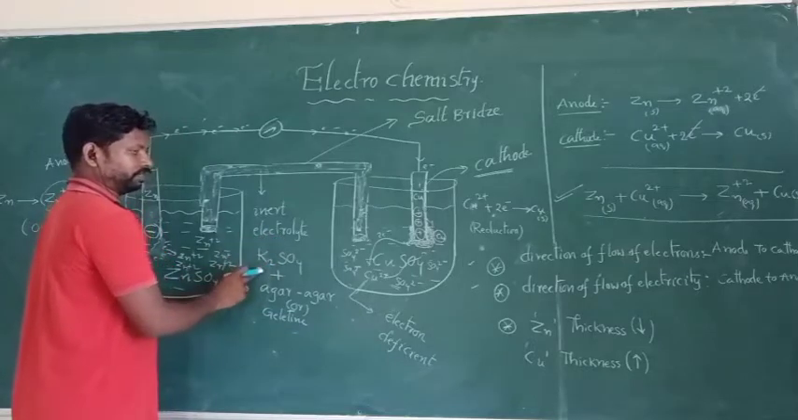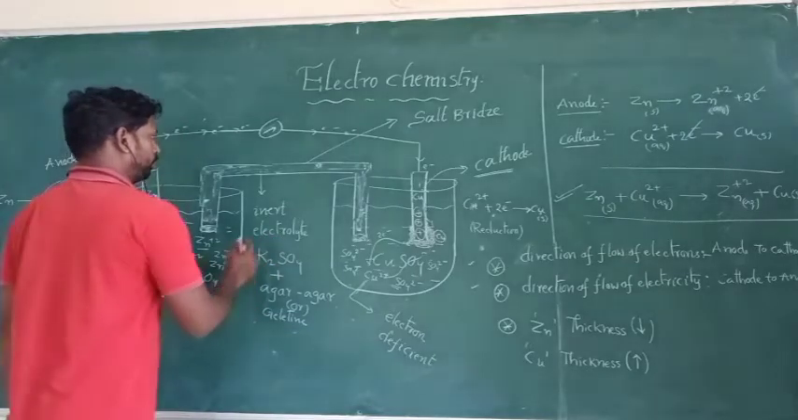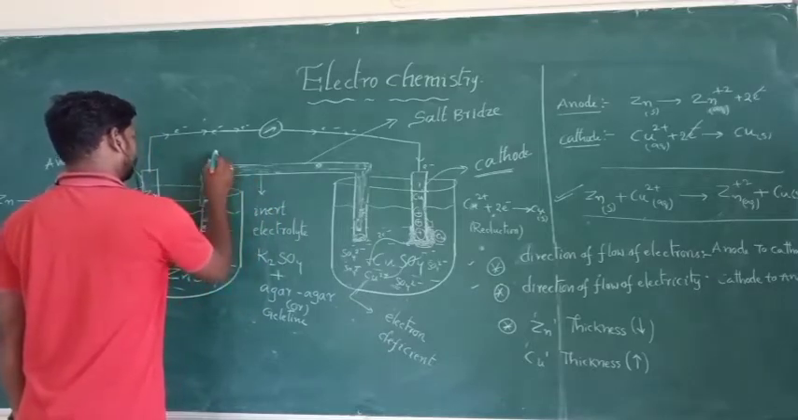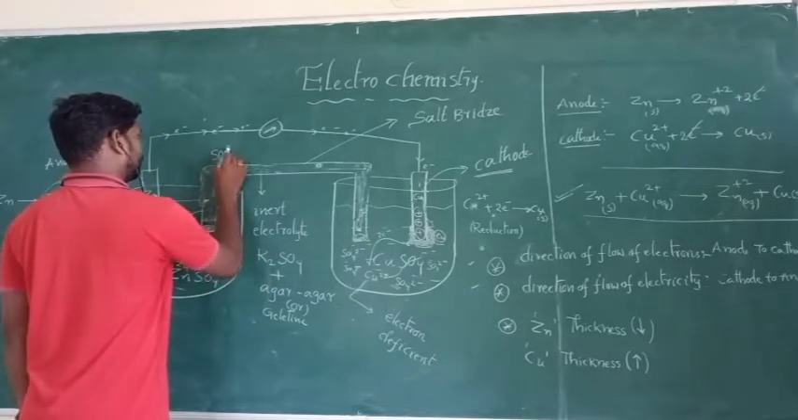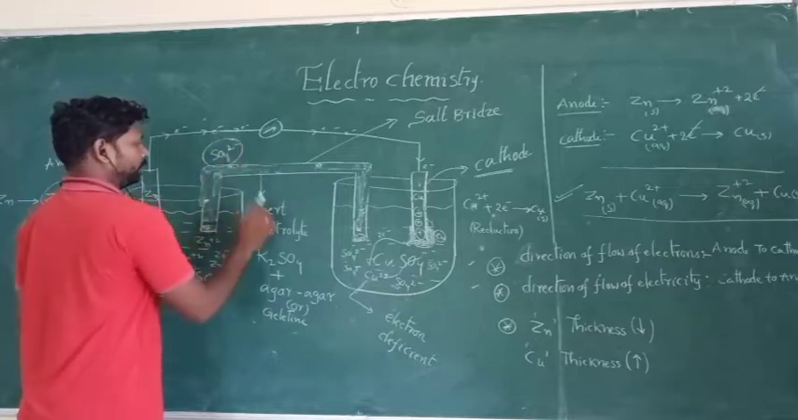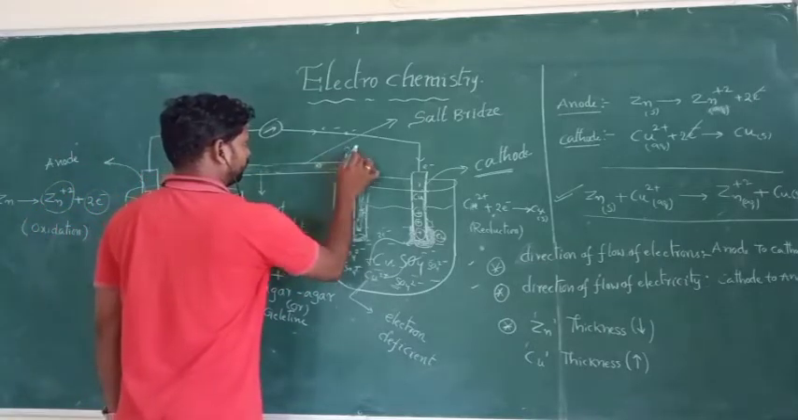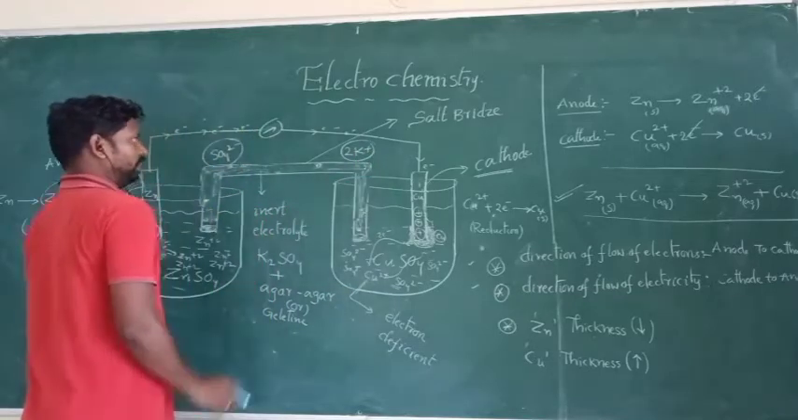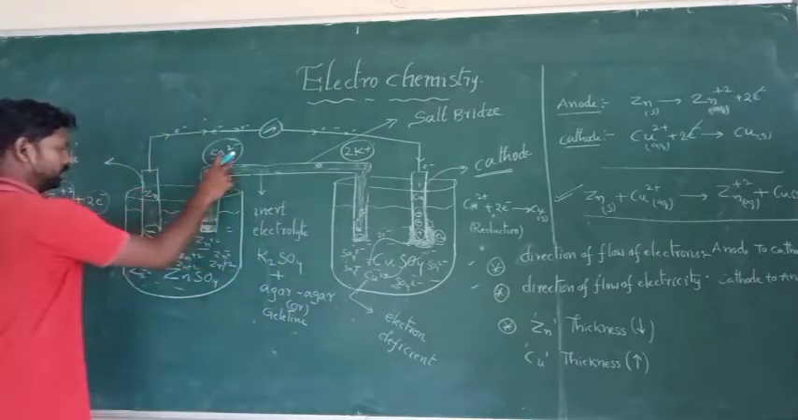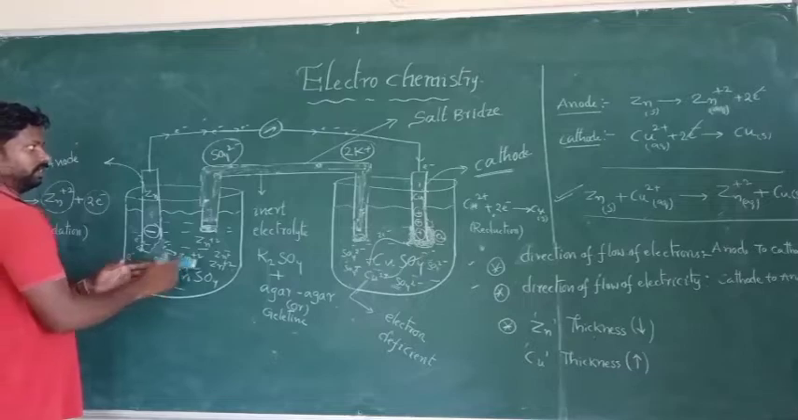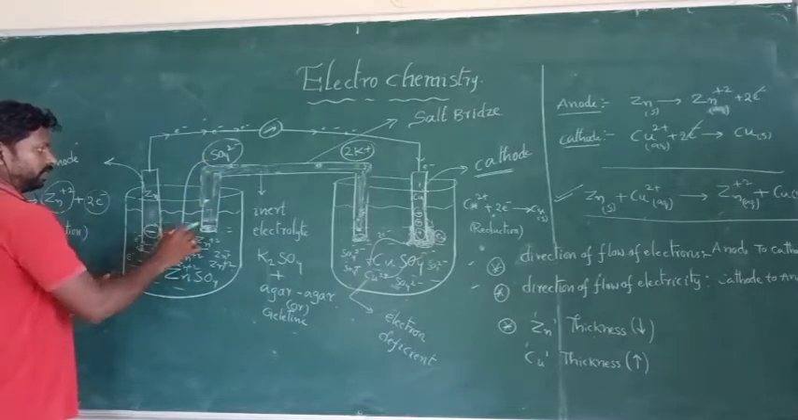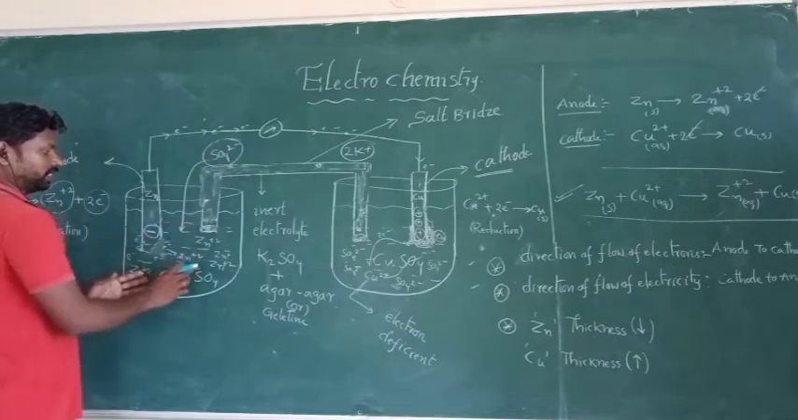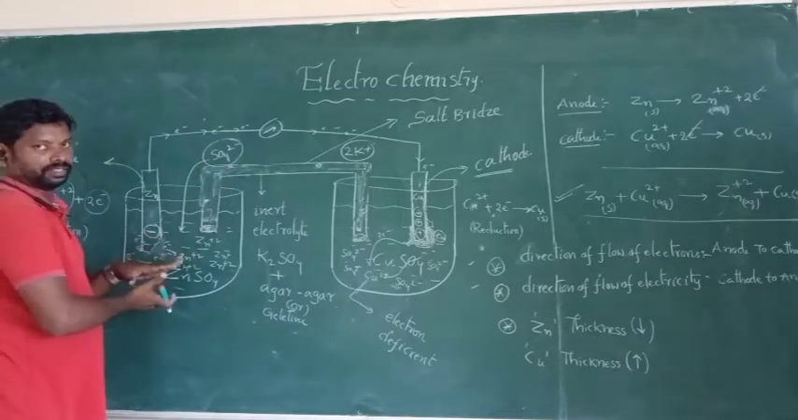Like K2SO4. This K2SO4 has two ions; I am taking here SO4 2- ions. At the same time, it contains K+ ions. So these SO4 2- ions move toward the positive solution, so they come here through the salt bridge. This negative charge and this positive charge are completely neutralized.